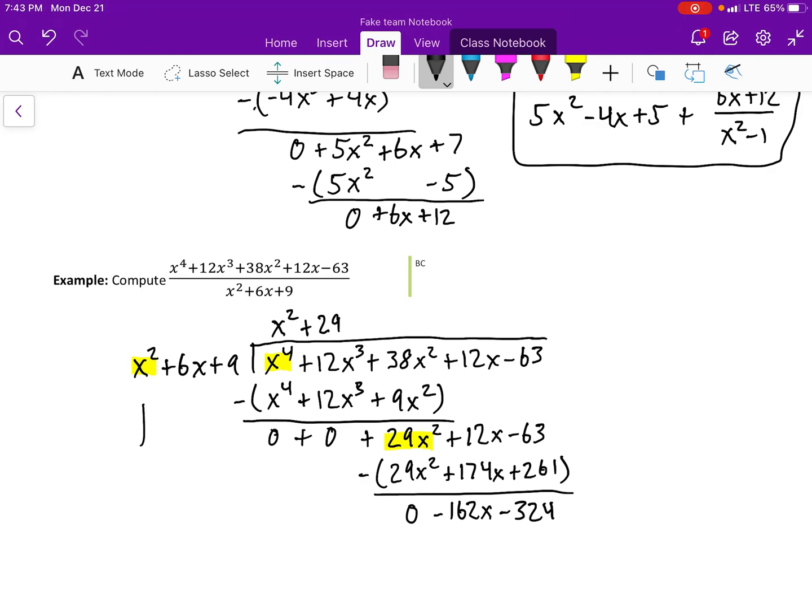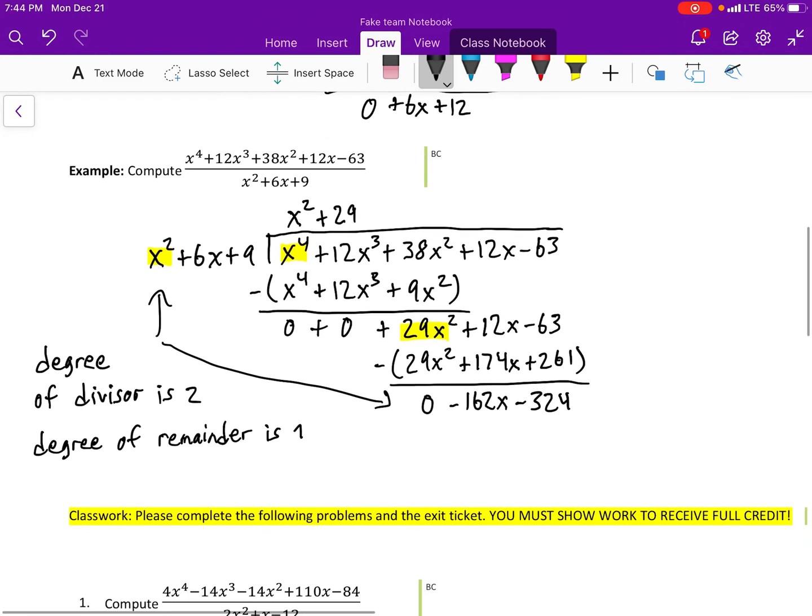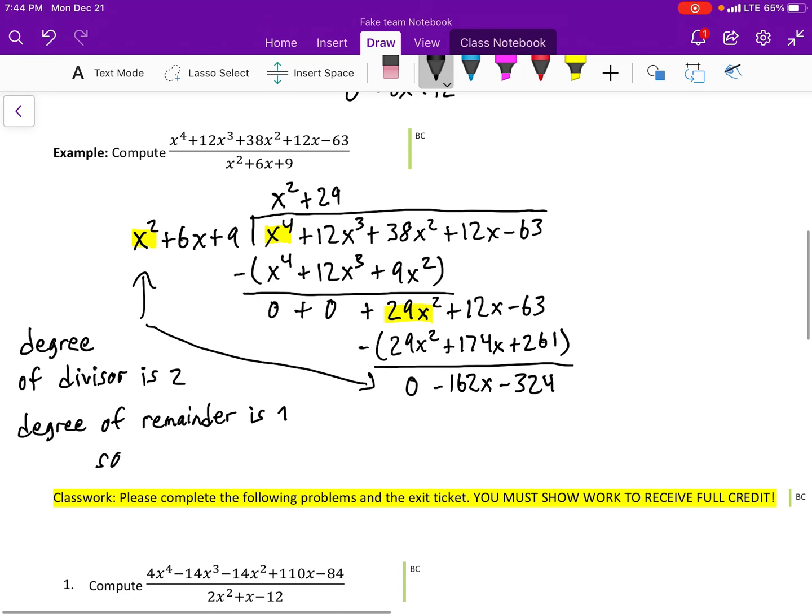So let me just make a note of this here. The degree of the divisor is 2. The degree of the remainder is 1. So we stop.